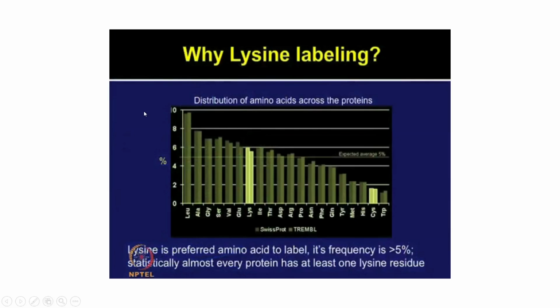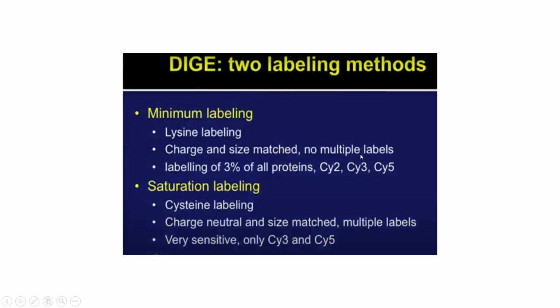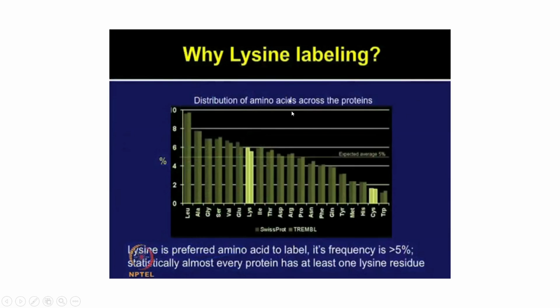So, why do we do lysine labeling only? As we learned in our first lecture, during the basics of amino acids and proteins, we have 20 different amino acids, right? And out of those 20, why are we choosing lysine only? This is the specific reason. Lysine is the preferred amino acid to label because its frequency is more than 5% in most of the proteins. So it's an expected average of 5%. This is the general distribution of amino acids across proteins. We generally choose lysine labeling because its frequency is more than 5%.